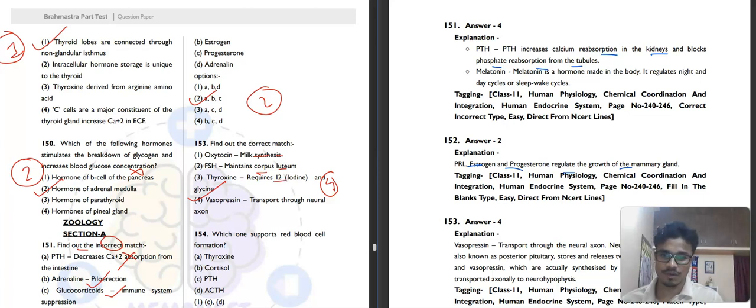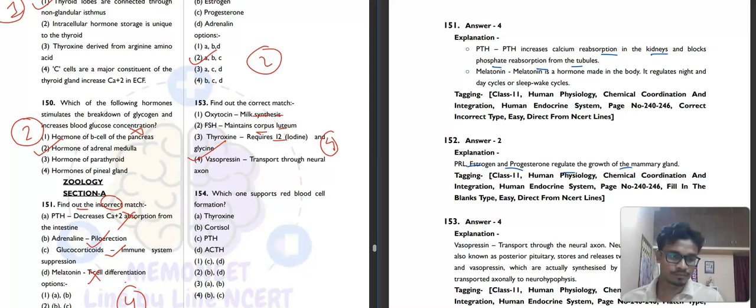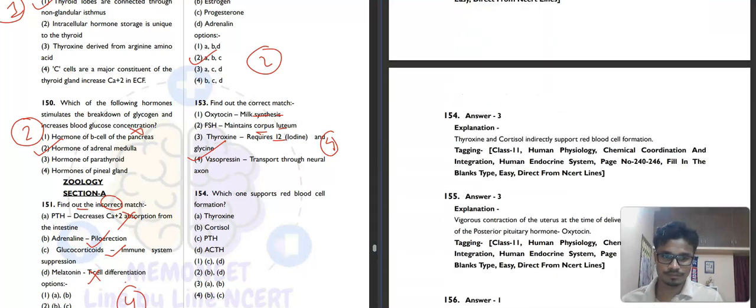Then question number 154. It is saying which one supports red blood cell formation? Thyroxine, cortisol, parathyroid hormone, ACTH. Thyroxine and cortisol basically. Thyroxine and cortisol indirectly support red blood cell formation. So here the answer will be the third option.